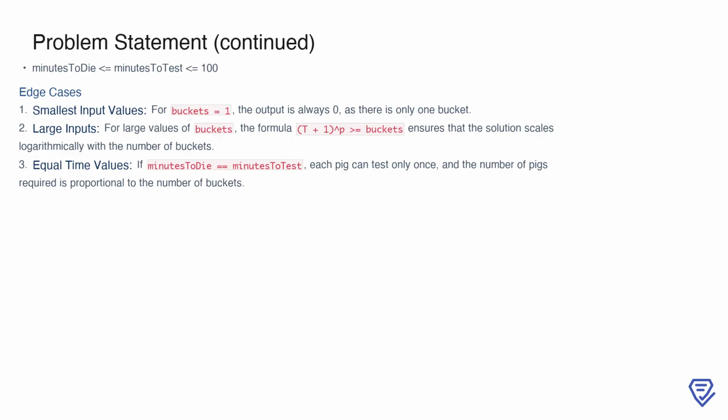Another special case occurs when minutes to die equals minutes to test. In this situation, each pig can only test once, meaning the number of pigs needed becomes proportional to the number of buckets. These considerations highlight how the problem's constraints and formula work together to handle a wide range of scenarios, ensuring an efficient and logical solution.